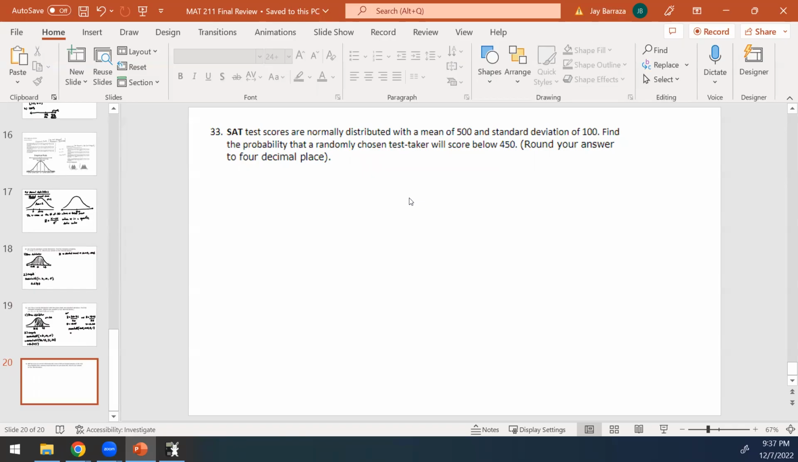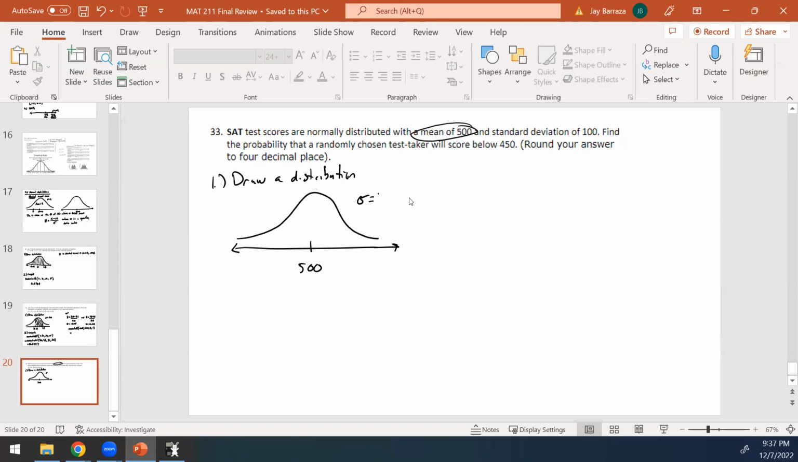Okay. So once again, just draw a distribution. The center is always the mean. So the mean, 500. And the standard deviation is 100. And they say, what is the probability you're below a 450? So 450, and I want everything below it. Okay. So what happens when you deal with a less than or greater than? Well, you're going to have to write it in terms of infinity.